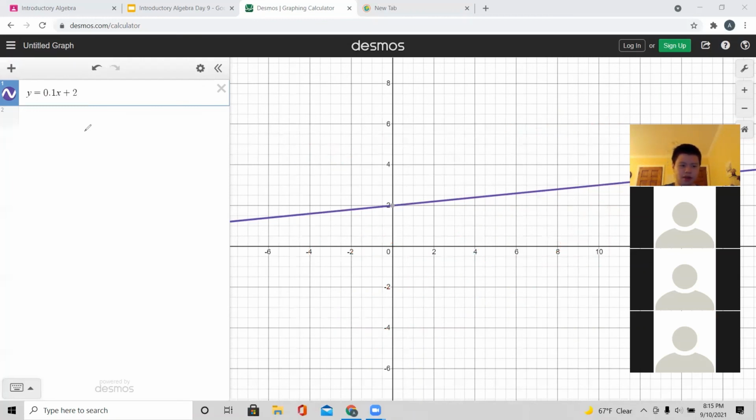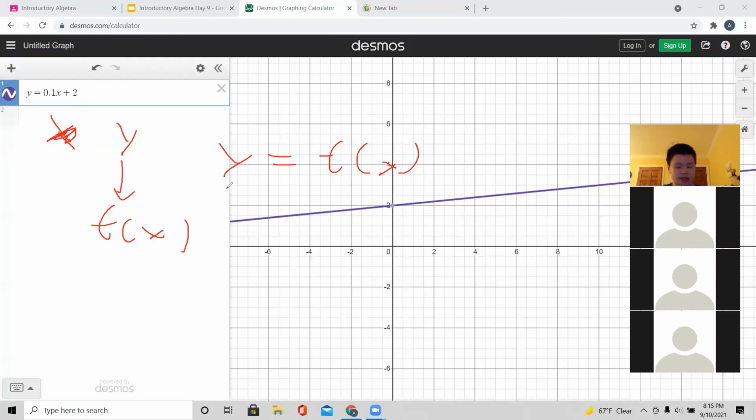So in a linear equation, x is our input and y is our output. A common way to put y is f(x) because f for function, x as input. And then you just graph it as y, and y equals f(x). This would be the graph. And f(x) would equal 0.1x plus 2.